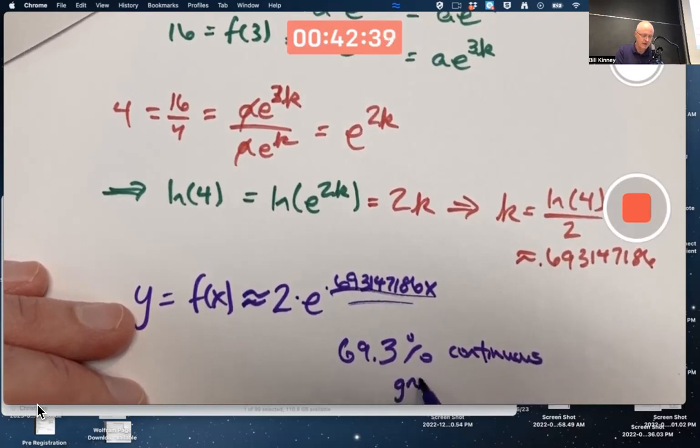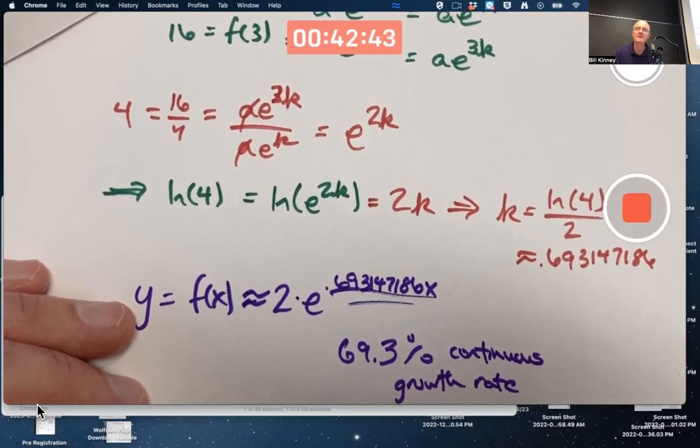It's harder to explain what that means, and I don't think I want to take the time to do that today. We'll do it on Friday. A 69.3% continuous growth rate actually represents 100% growth for every unit that x increases. I know that's confusing. Why in the world is that the case? We'll talk about it more on Friday.